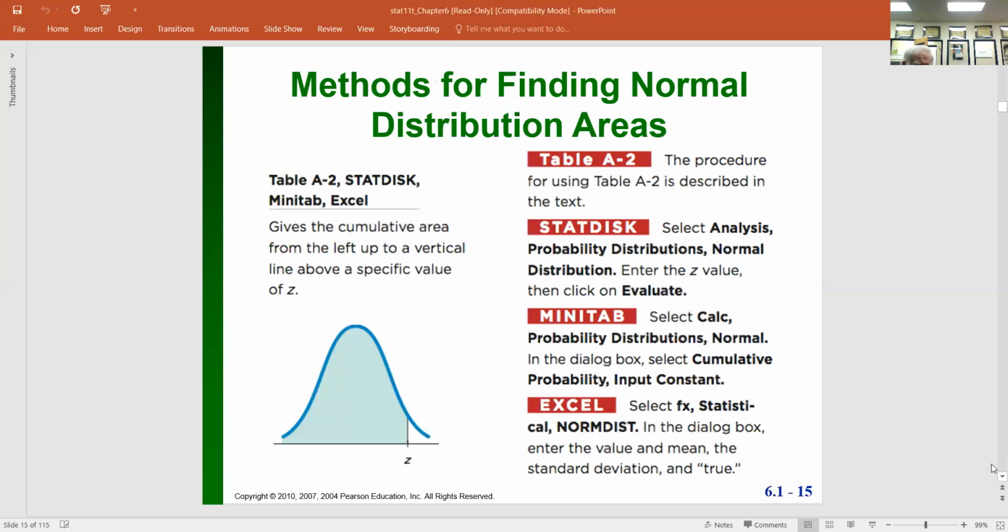So if you take a look at this slide 15, you'll see that if we look at this value, and the z there is just a z-score, whatever it is. Okay, so the cumulative area to the left of that vertical line at z is the probability of a data point falling into that range.